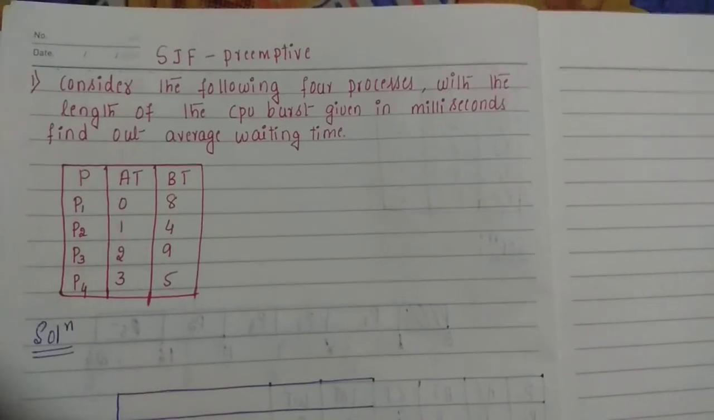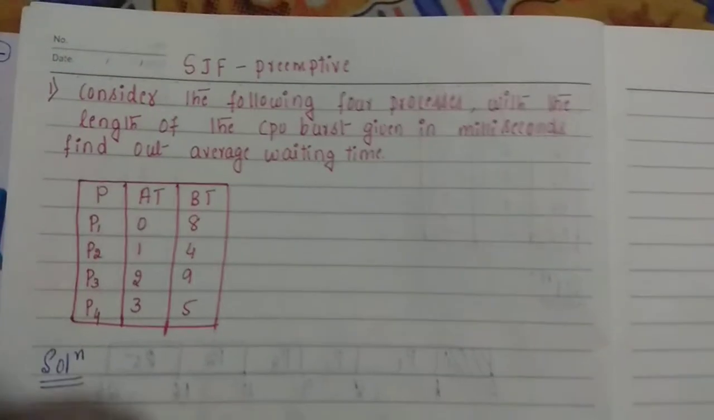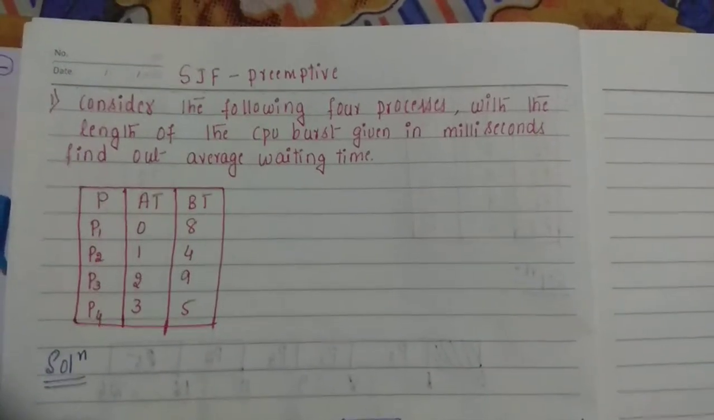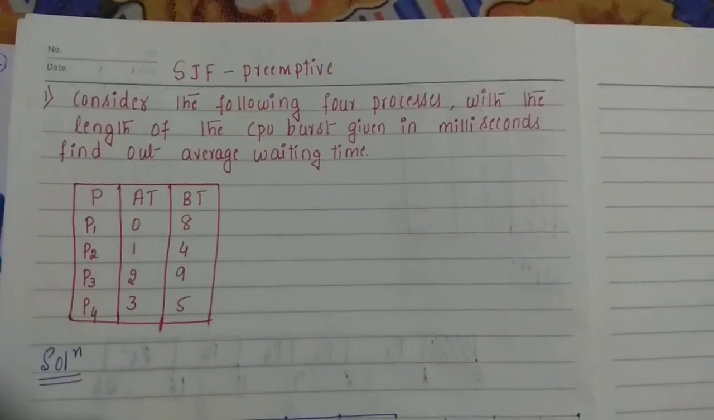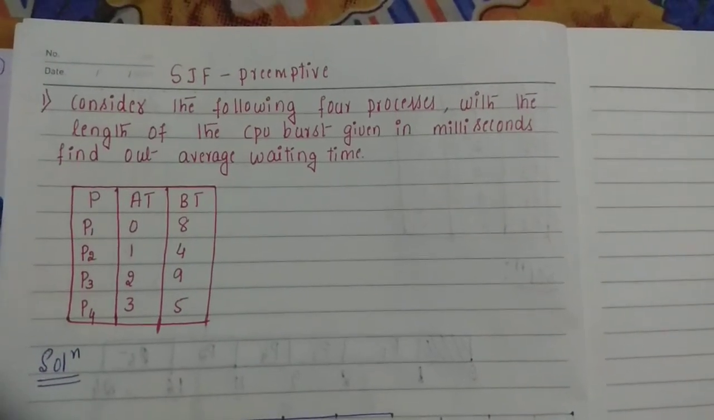We'll start our next problem, that is SJF preemptive. So you can just see the question. Consider the following 4 processes with the length of the CPU burst given in milliseconds. Find out the average waiting time.